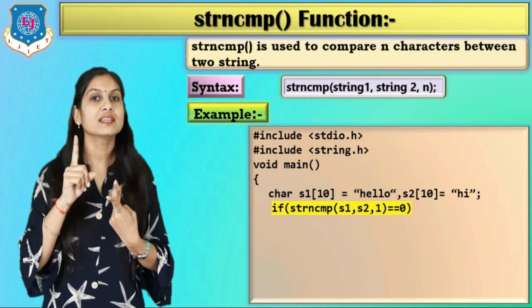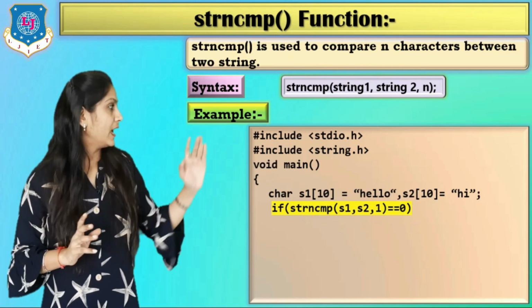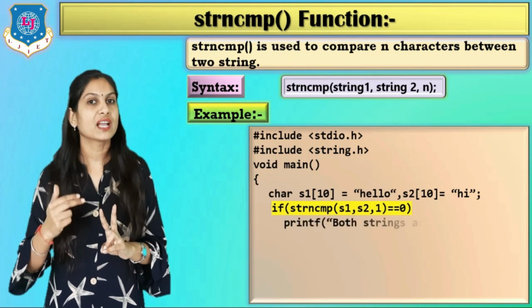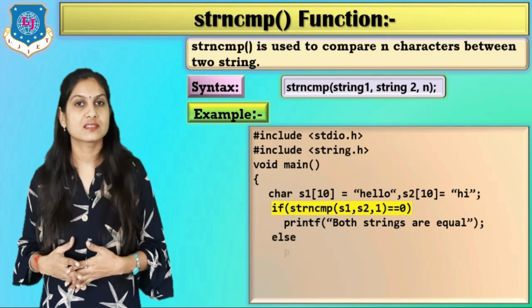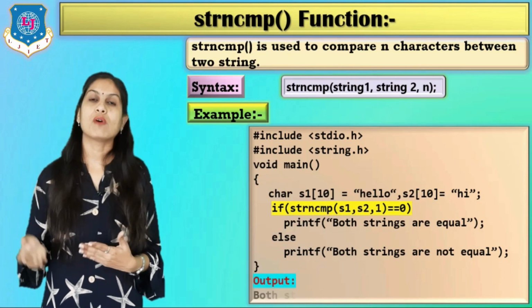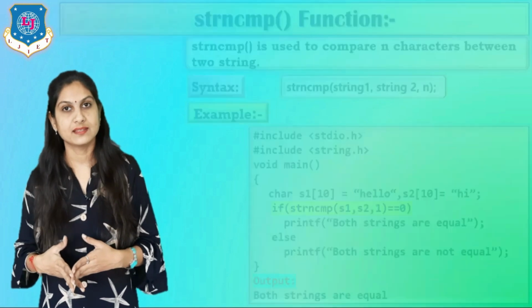So only the one character of both the strings will be compared, and first character of both the string is h. So the condition becomes true, and go inside if part, and the message is just like both the strings are equal. Clear? So as per your requirement you can use strcmp also and strncmp.